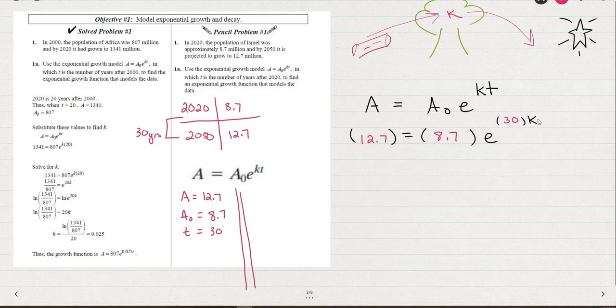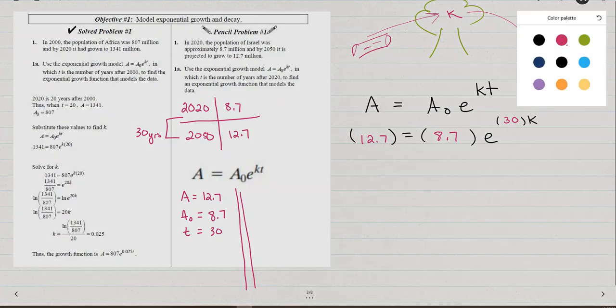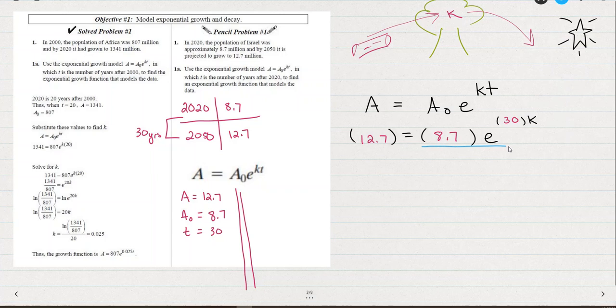Remember, what I'm trying to do is find k. K is the only variable here because e is a constant. Just like pi is approximately 3.14, e is approximately 2.7. It's a constant like pi is. So we're not looking to find e, we're looking to find k. The first thing I'll do to solve for k is divide both sides by 8.7.